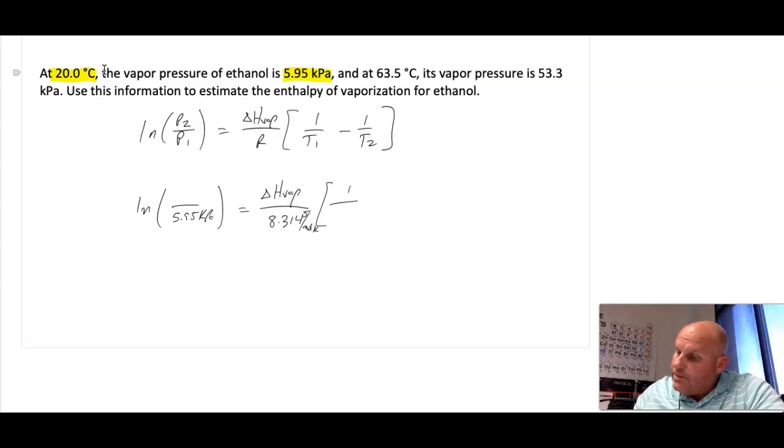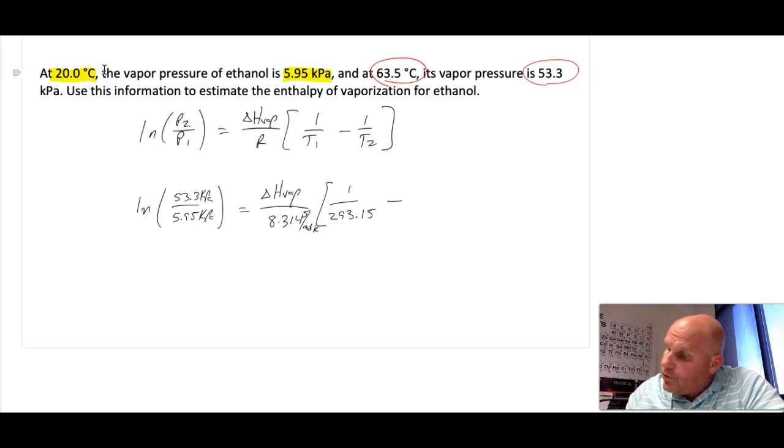So 20 plus 273.15 gives me 293.15. Now I can fill in my other pressure and temperature. So there are my P2 and T2: a pressure of 53.3 kilopascals and a temperature of 63.5 plus 273.15, which is 336.65.